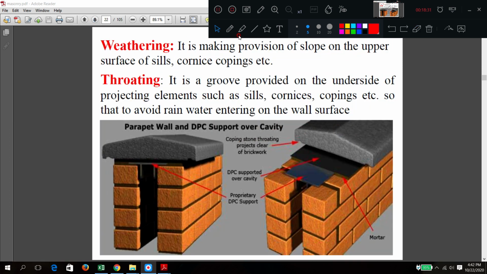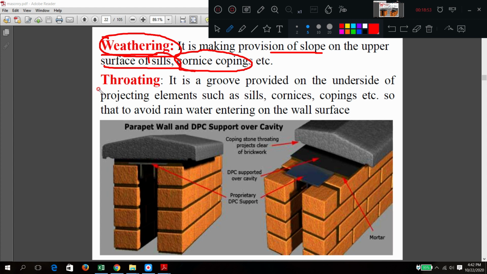Here also you can see weathering. It is nothing but making provision of slope on the upper surface of sills and cornice. Okay, cornice and sills are there, no? There we can see weathering. If you provide slopes there, those are called weathering.